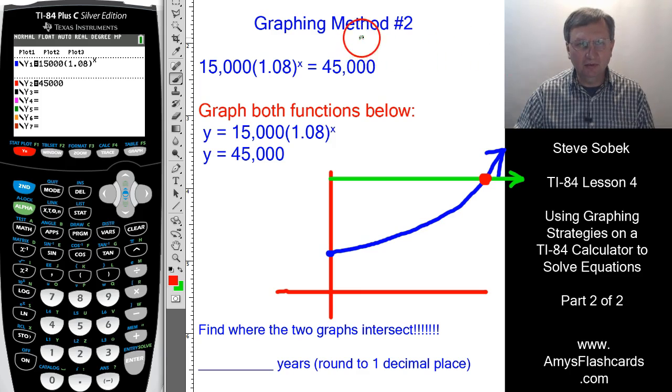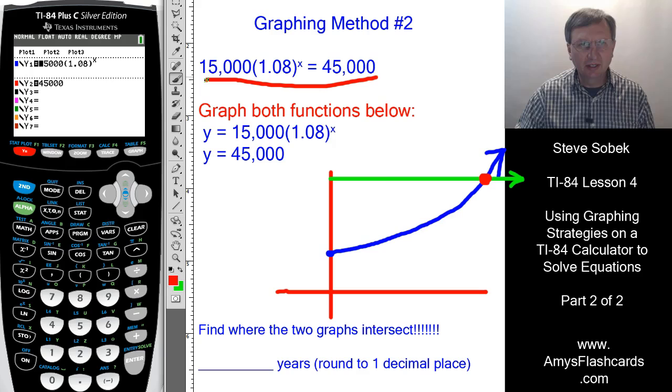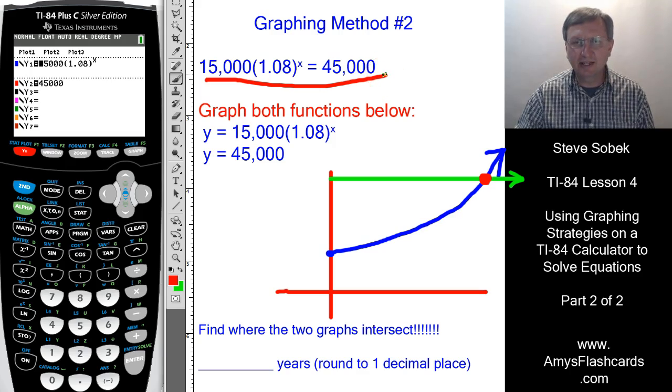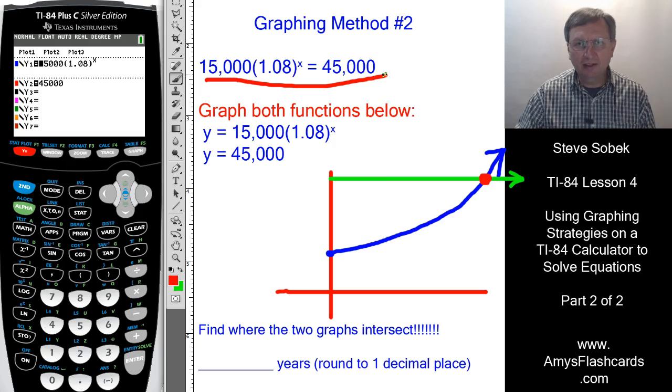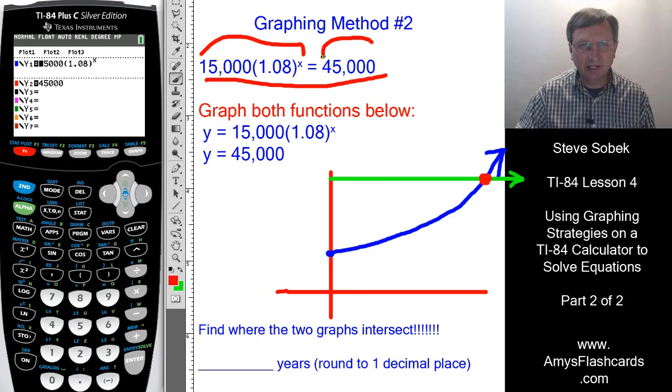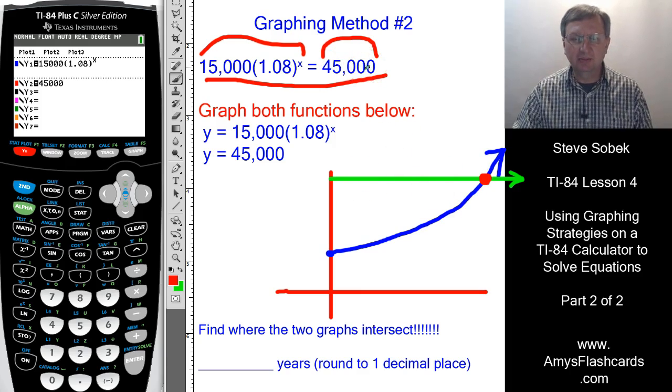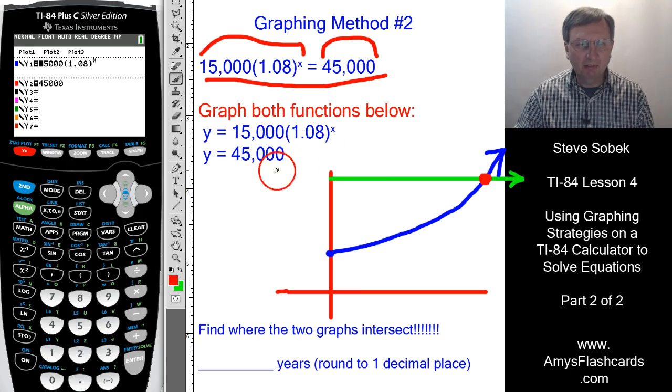In graphing method 2 for solving equations, here we're starting with the same equation as before, but this time we don't try to get one side equal to 0, but rather we're going to graph two different functions. We're going to graph y is equal to just the left side of this equation, as you can see I have here, and then graph y is equal to the right side. This happens to be a constant function, a horizontal line, but it doesn't have to be, and it normally isn't, but in this case it is. And we graph both of these on the same coordinate plane.